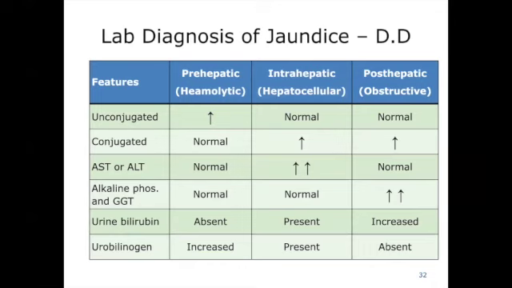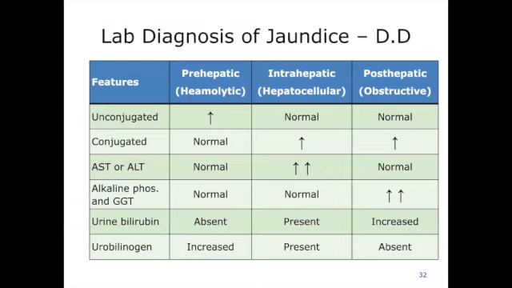So when you have pre-hepatic jaundice, there will be elevated unconjugated bilirubin. The conjugated bilirubin will be normal. The AST, ALT will be normal. Alkaline phosphatase, GGT, all will be normal, and there will be presence of increased urobilinogen in patients with hemolytic anemia.